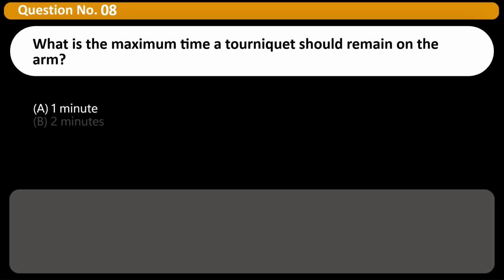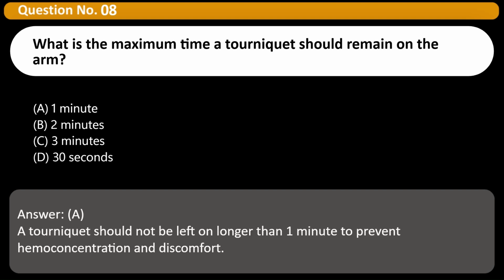What is the maximum time a tourniquet should remain on the arm? A. 1 minute. B. 2 minutes. C. 3 minutes. D. 30 seconds. Answer: A. A tourniquet should not be left on longer than 1 minute to prevent hemoconcentration and discomfort.